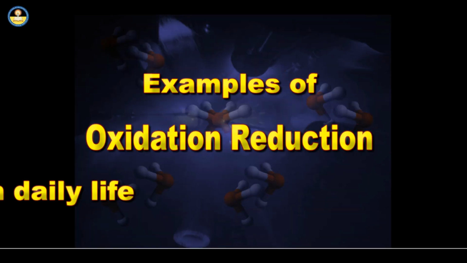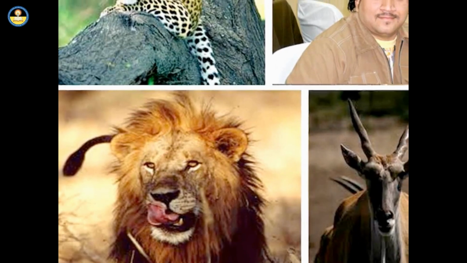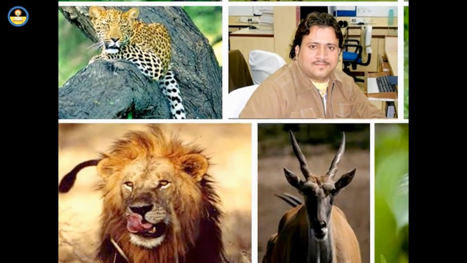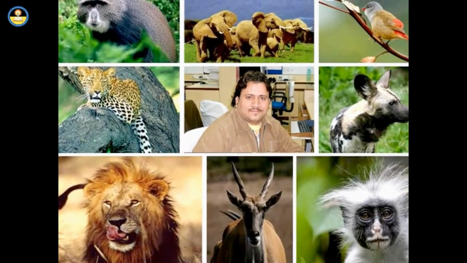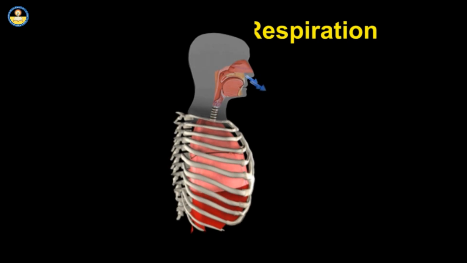Examples of oxidation reduction in daily life. Oxygen is the most essential element needed to sustain life. Respiration is the most important chemical process which releases energy in cells.